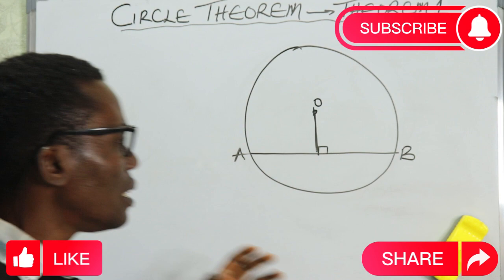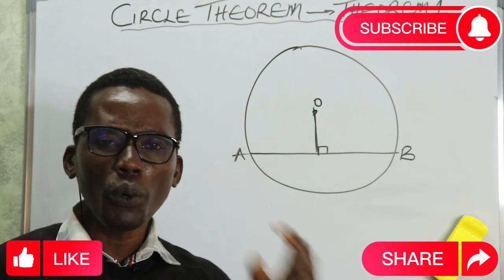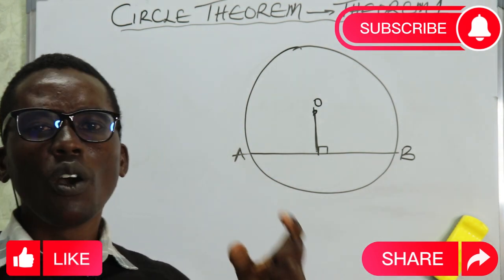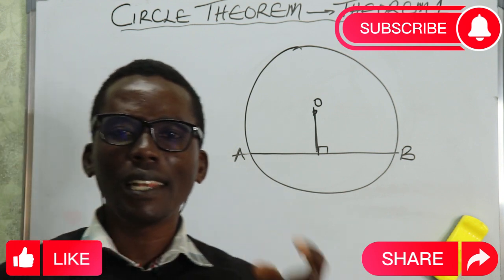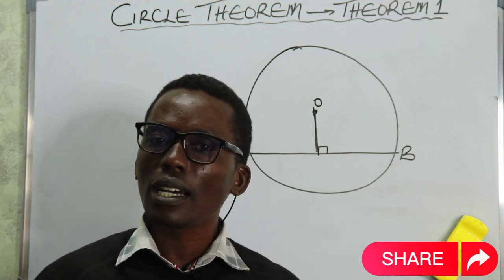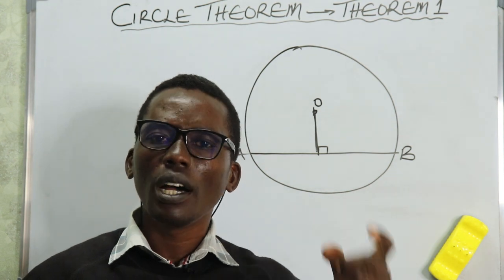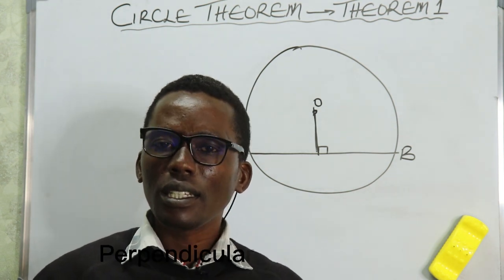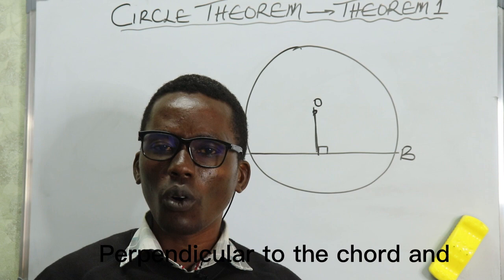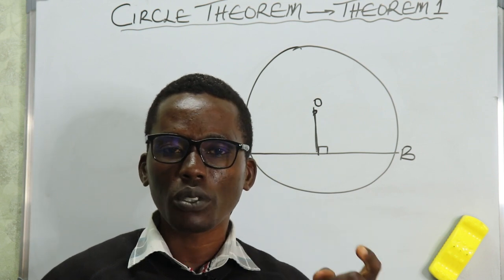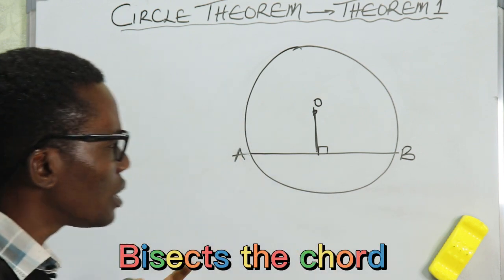Now, from the analysis I gave you, we define the first circle theorem as: a line that is drawn from the center of a circle to a chord, which is not a diameter, is perpendicular to the chord and also bisects the chord. Now, what does this mean?